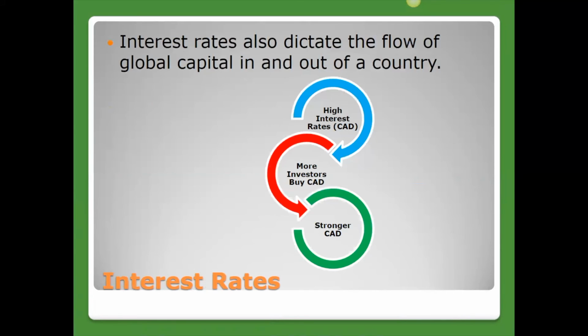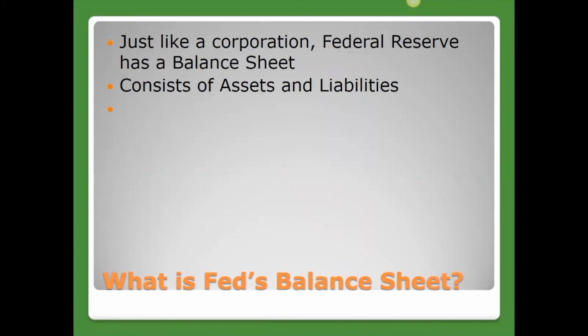So it increases the demand for that currency. So more people buy that currency, the higher the currency will go. And as a result of that, we see that currency gets stronger. So this is how the interest rates work. So now let's take a look at the balance sheet.